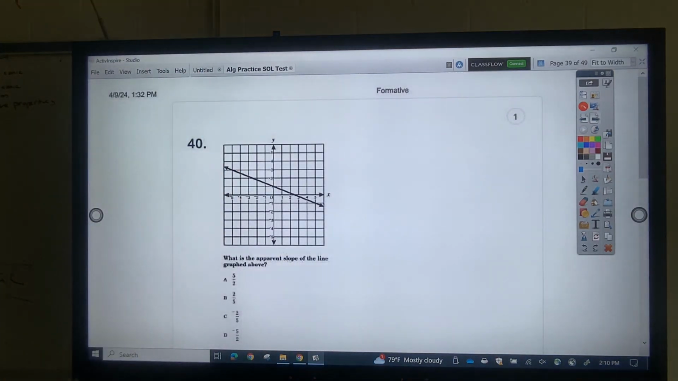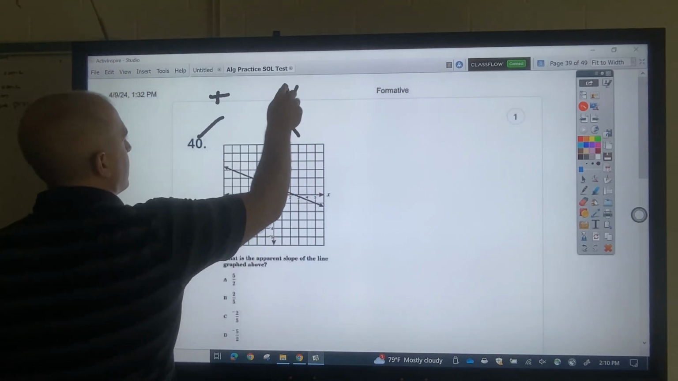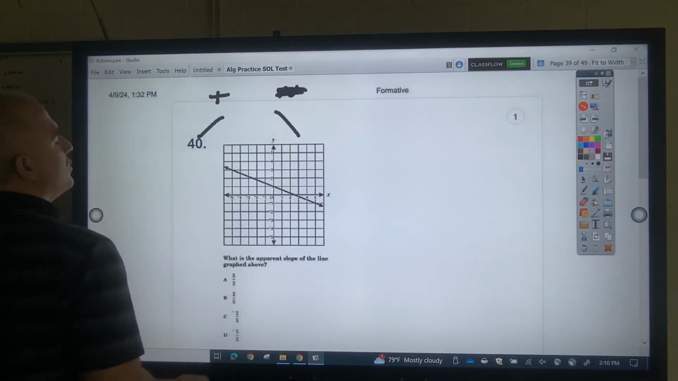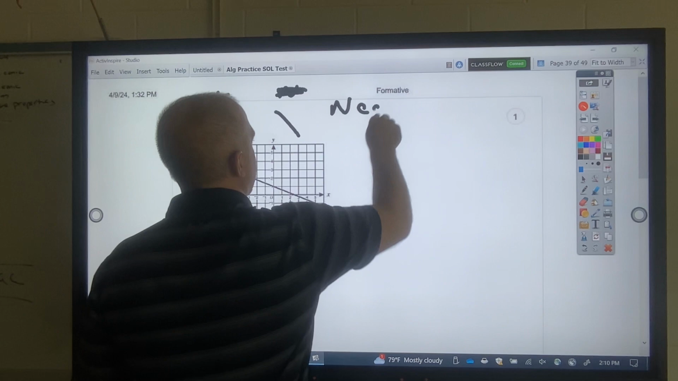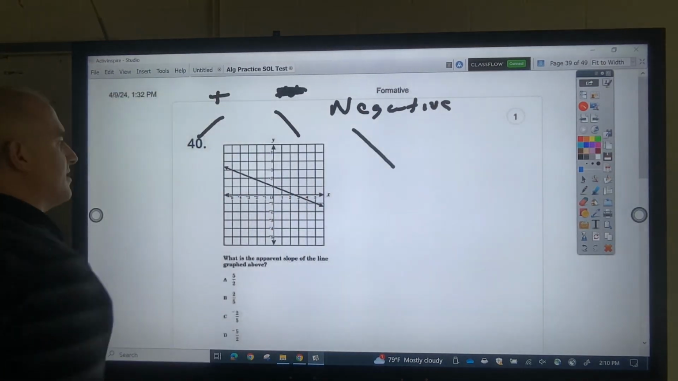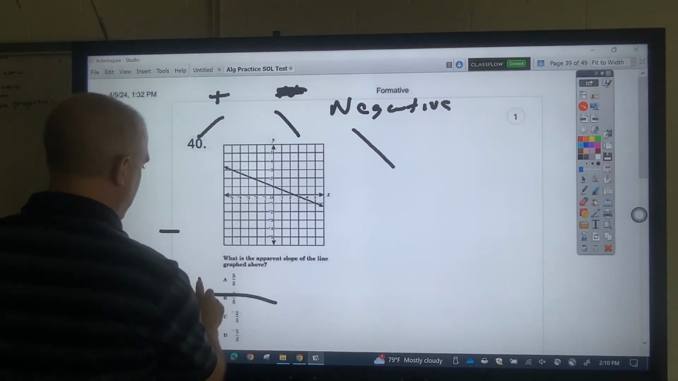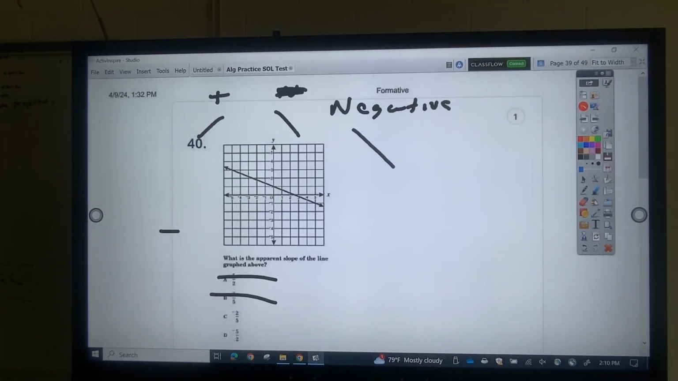All right, slope. So remember, you can have positive slope and negative slope. Now, how can you make the word negative? Well, the only way you make the word negative is if you have a line like that. So that's how you can remember. When I look at this right here, this is negative slope. So this is gone. This is gone. It's got to be a negative slope question.